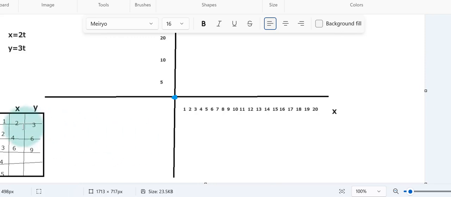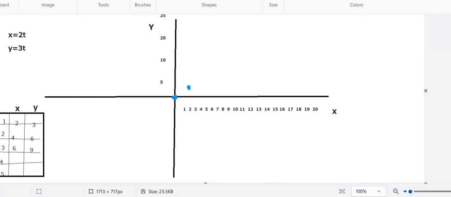So when t equals 1, we have 2 comma 3. So that might be somewhere like that. And then when t is equal to 2, we have 4 comma 6. That might be something like that. And then when t equals 3, we have 6 comma 9. And we have something like that. And then we could continue t equals 4, t equals 5, t equals 6, and so on.